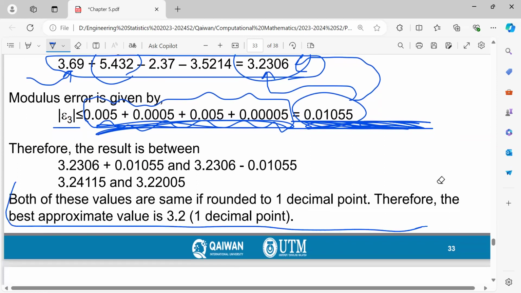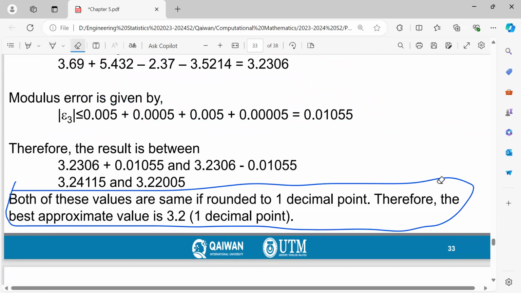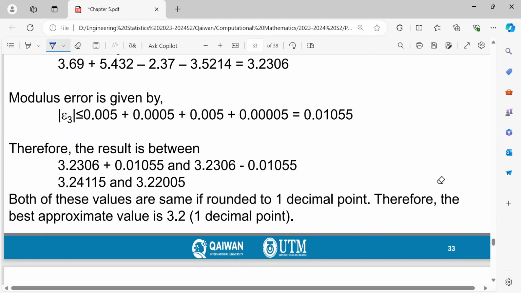And then we decide. Here it's the decision. We need to compare the values that we got after adding and subtracting the modulus error to the exact value. We get these two values, this one and this one. Now we compare these two both to the exact value. Now we need to count the number of similar decimals in total in both.